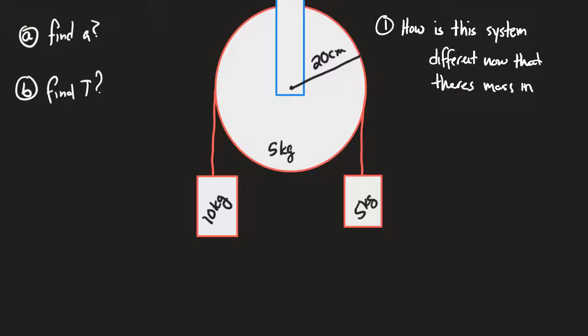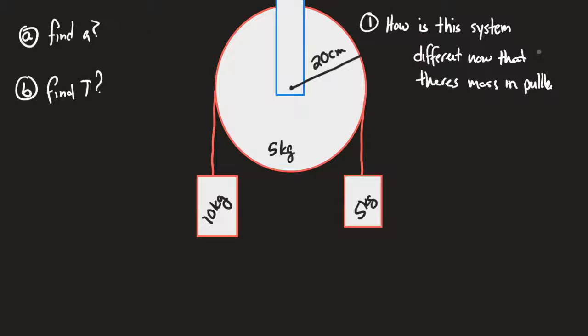You might not remember, but first semester we did this problem. We did this problem when there was no mass in the pulley first semester. It was an Atwood machine.